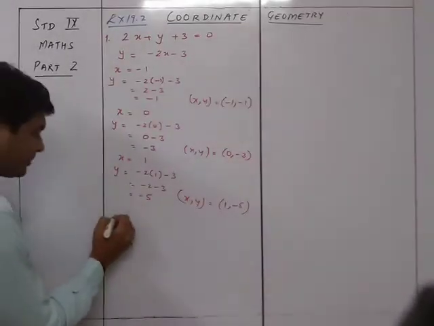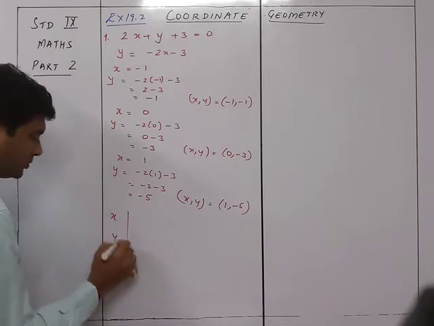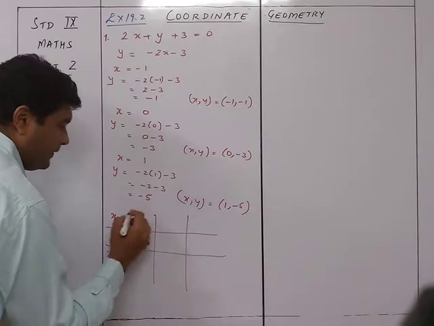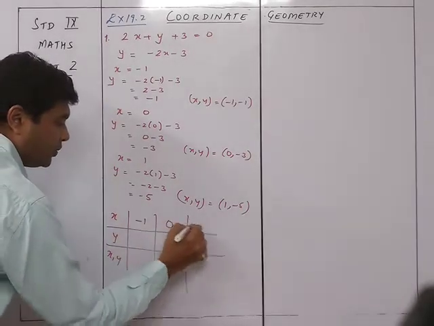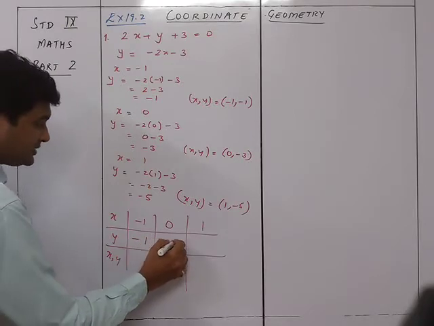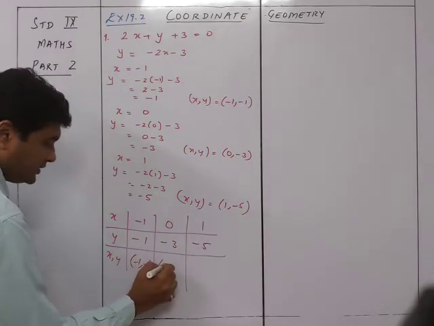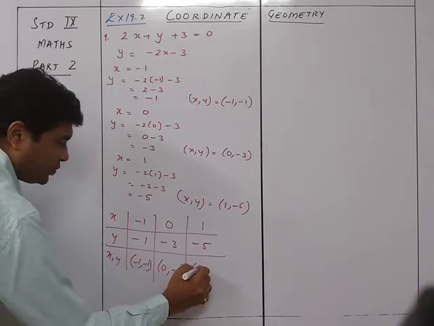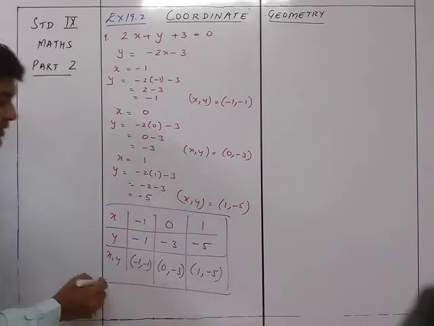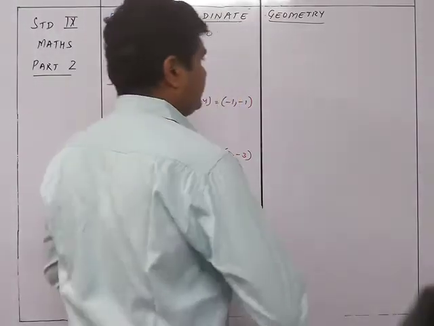So this gives us the table as x, y and x comma y. So this is minus 1, 0, 1. Over here the answer what we got was minus 1, minus 3, minus 5. So this is minus 1 comma minus 1. This is 0 comma minus 3 and this is 1 comma minus 5. So these are the requirements. Now we are going to plot this thing. So for plotting this thing we have this graph.